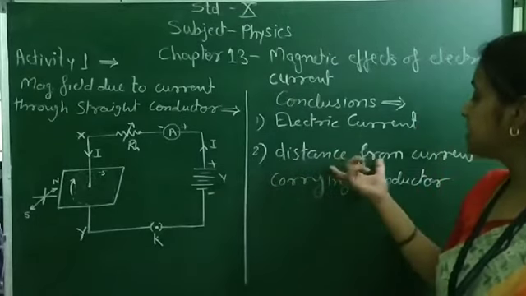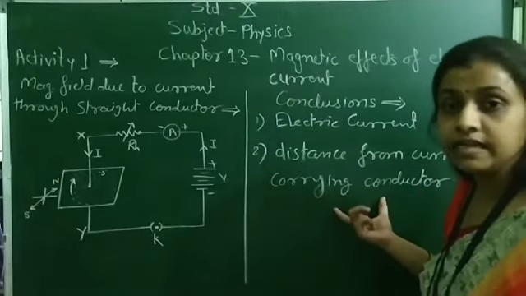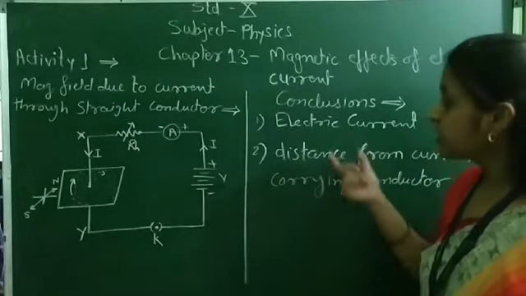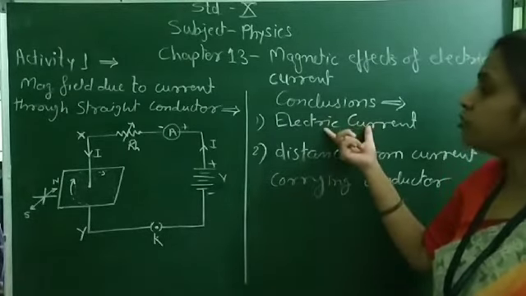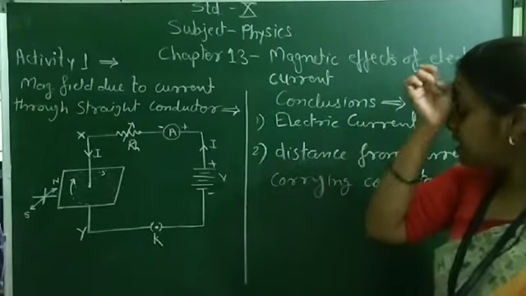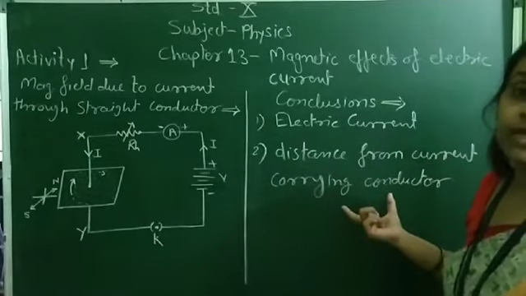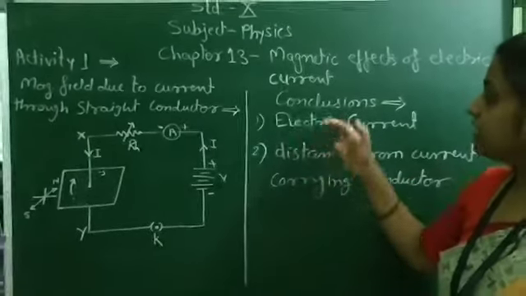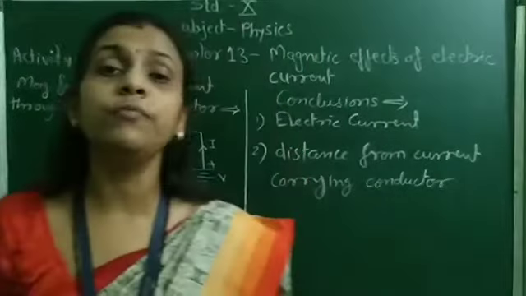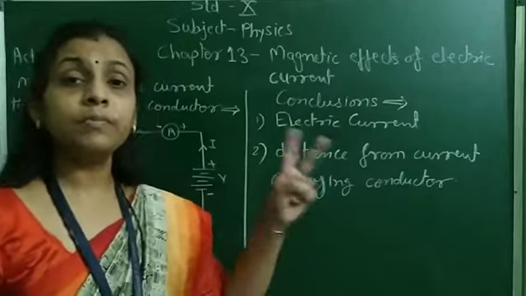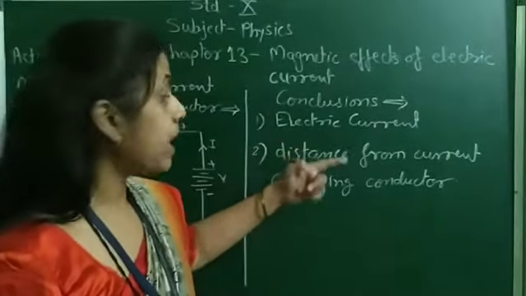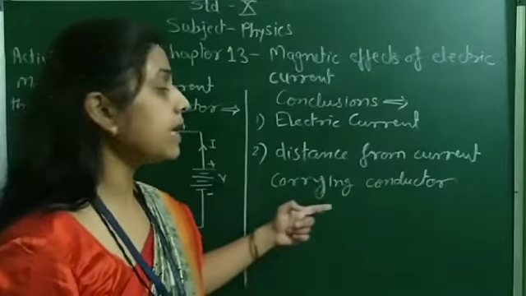And if the distance from the current carrying conductor is decreased, then the magnetic field is increased. So the electric current is directly proportional to the magnetic field, or we can say the distance from the current carrying conductor is inversely proportional to the magnetic field. These are the two important conclusions: the magnetic field produced by a current carrying conductor depends upon two factors. One is the electric current and another is the distance from the current carrying conductor.